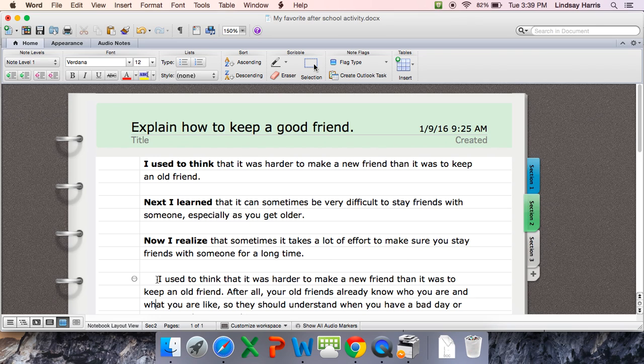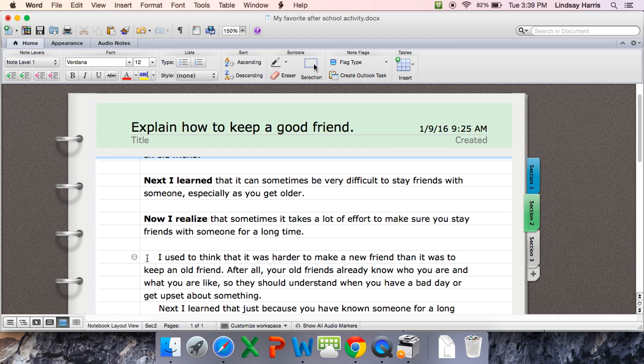So I'll start down here. I'm starting my paragraph, so I made sure to indent. So I have that little space right here. That's my indent, okay? So I take my "I used to think" sentence, and I said, "I used to think that it was harder to make a new friend than it was to keep an old friend. After all, your old friends already know who you are and what you are like, so they should understand when you have a bad day or get upset about something." So that's my "used to think," okay? So I have a whole paragraph about that.